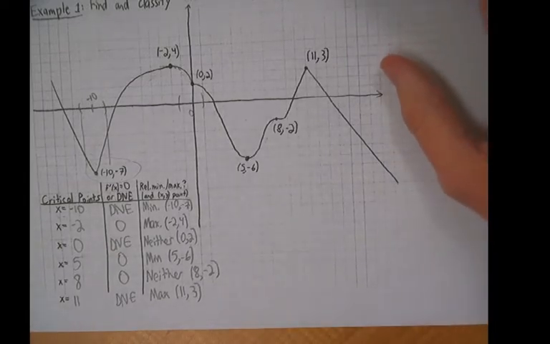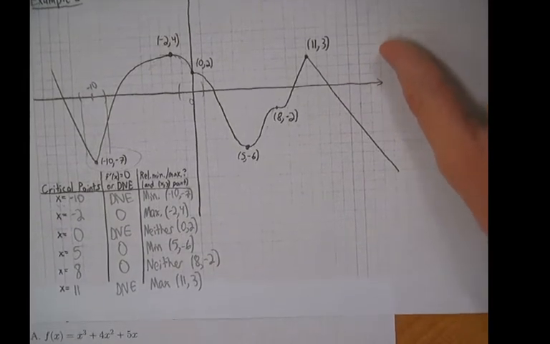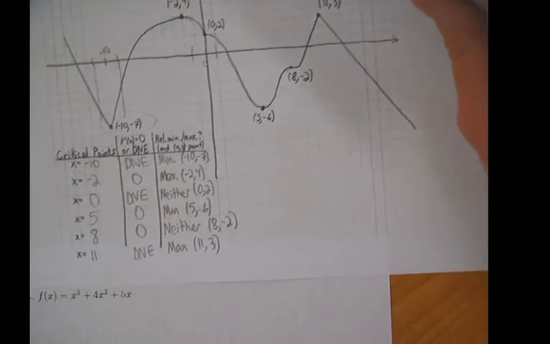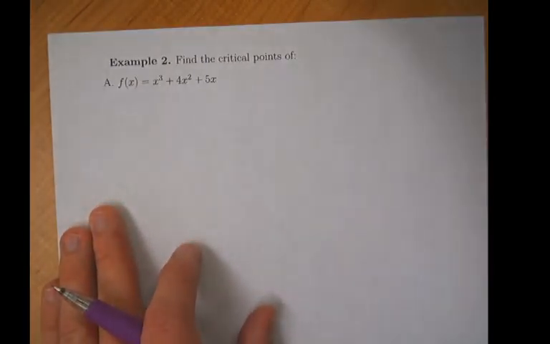In example 1, we had a graph of f of x. Now in example 2, we're going to be given actual algebraic expressions for f of x. Does anyone still need anything? Okay, looks like we're good. All right, moving on to example 2.